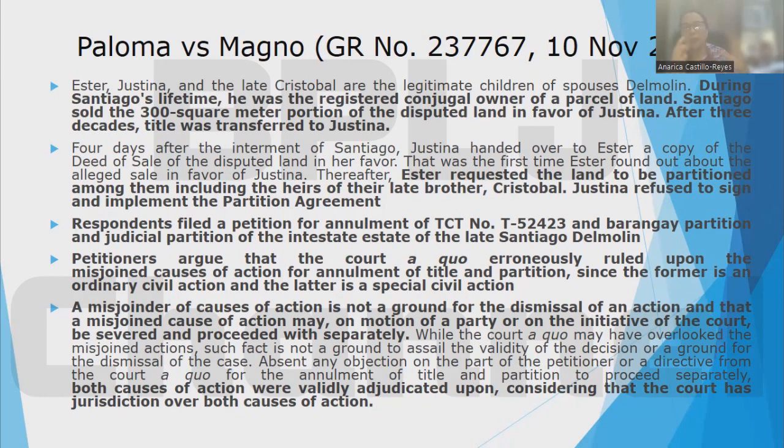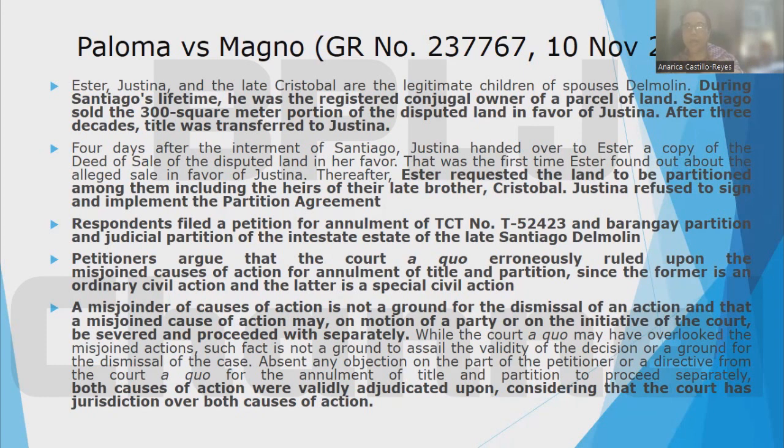The case of Paloma versus Magno illustrates a misjoined cause of action. Why? Because the petition for annulment of title is an ordinary action, while the case of partition is a special civil action. So Section 5 of Rule 2 states that they cannot be joined together. Why? Because they are governed by different rules. A special civil action for partition has a special set of rules which is not applicable to an ordinary civil action of annulment of title. But the case proceeded, di ba? And there was a judgment that was rendered.